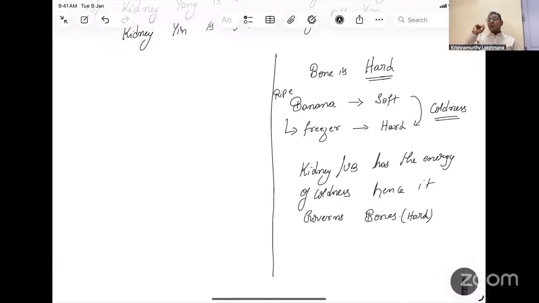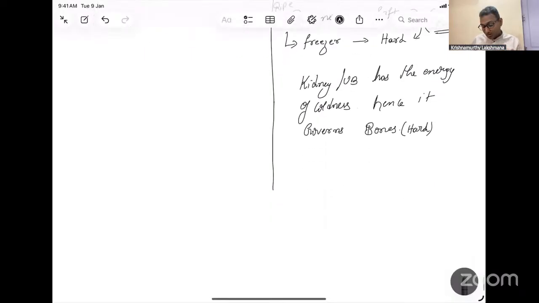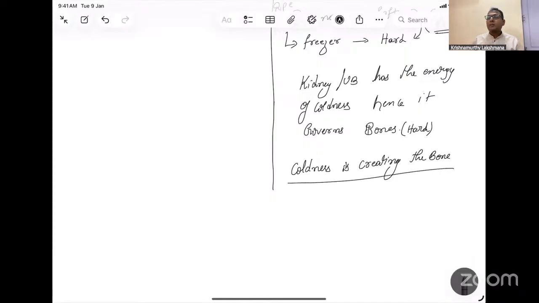Okay. So now this one word can help you in so many places. Coldness is creating the bone. Coldness is creating the bone. This one word, one sentence can help you in so many places to diagnose and understand and fix the problem.